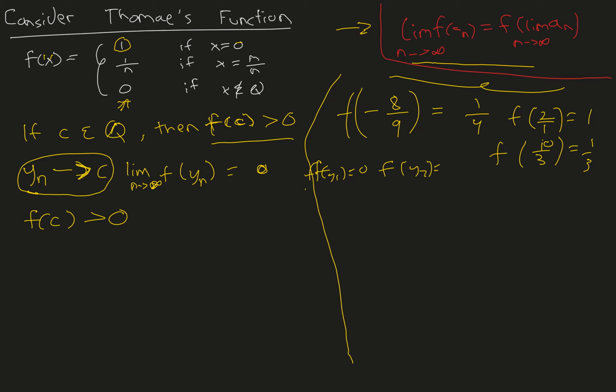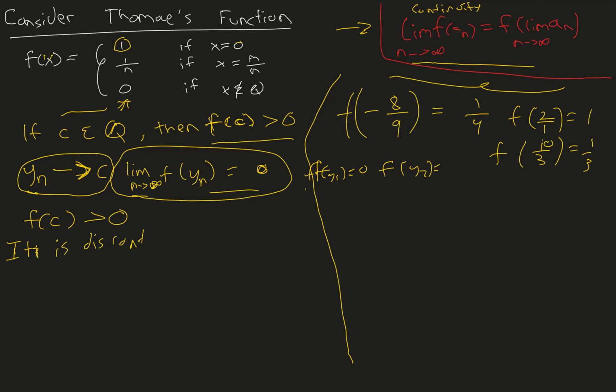But we have right here that the limit of f of yn is equal to 0. So from this statement, this is the continuity statement, this statement does not hold for c, the rational point. Since the limit of f of yn is not equal to 0, but f of the limit of yn, which is c, so f of c is greater than 0, we get that it is discontinuous. Since this statement is not true, it is discontinuous at every rational point.